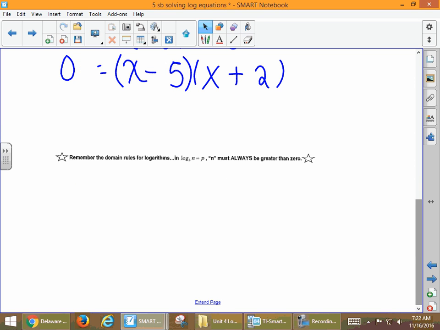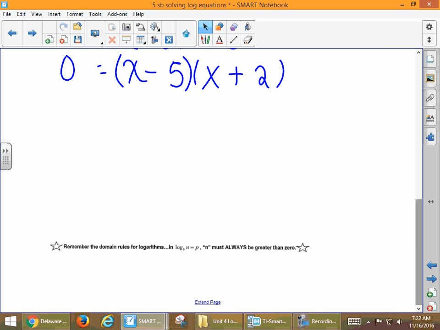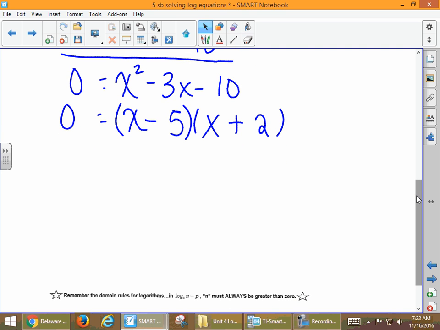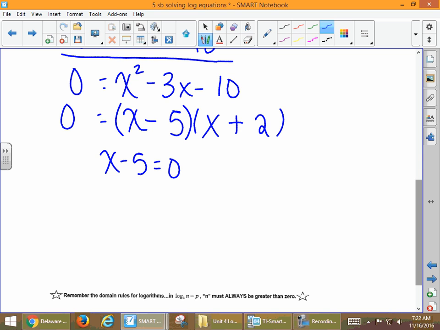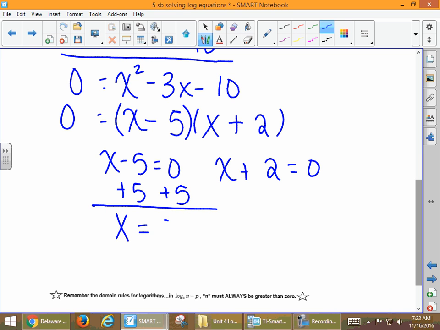So finally, to get our value, because ultimately what we're trying to do is solve for x, we take x minus 5 equals 0 and x plus 2 equals 0, and we're going to add 5 to both sides and subtract 2 from both sides. And now once we've found the values for x, we need to check for extraneous solutions.